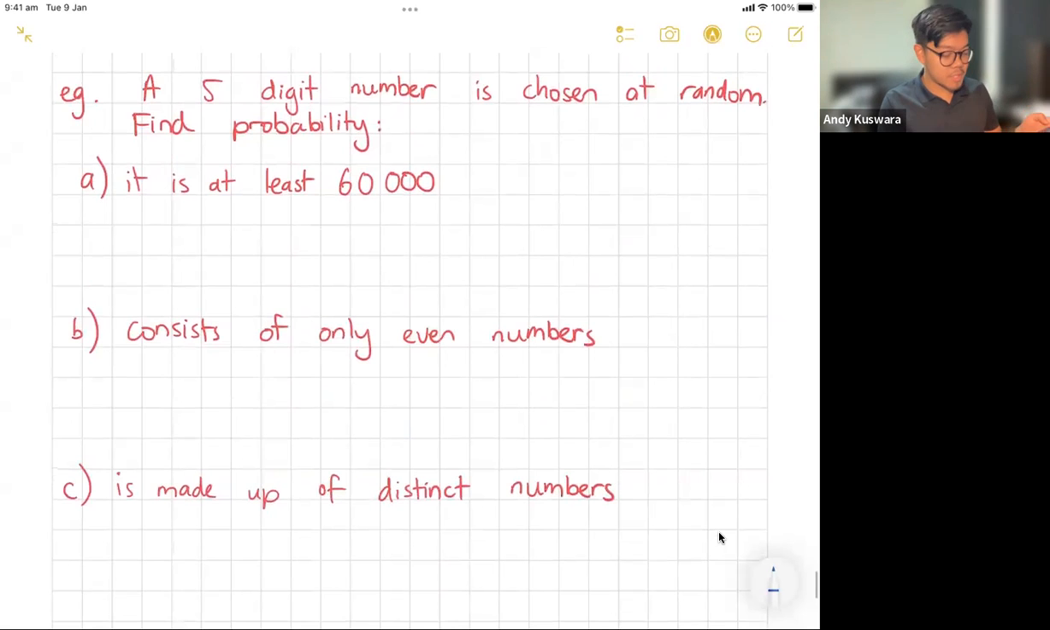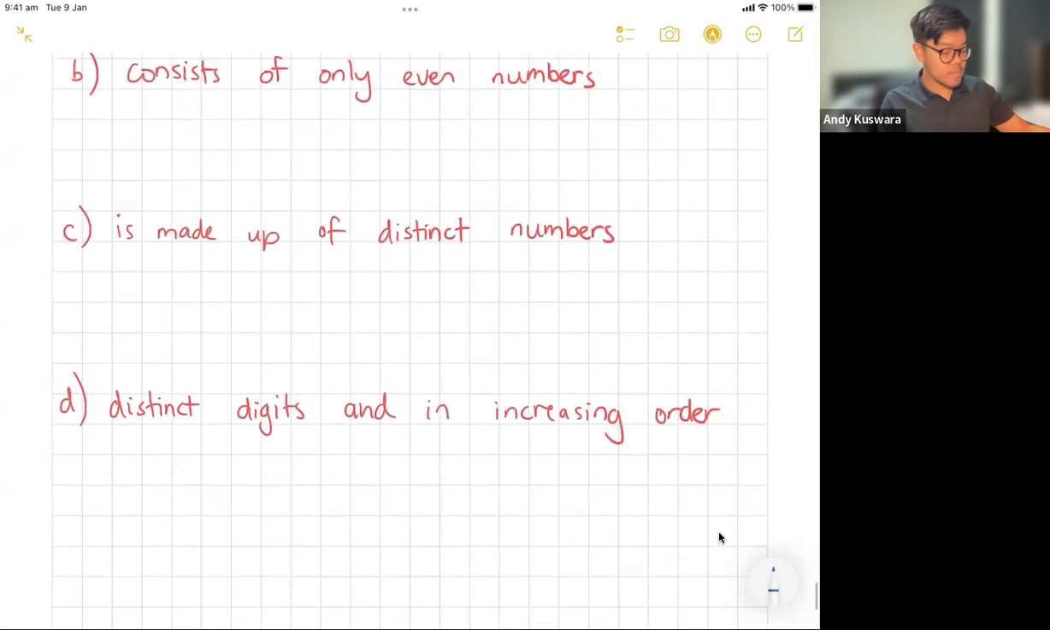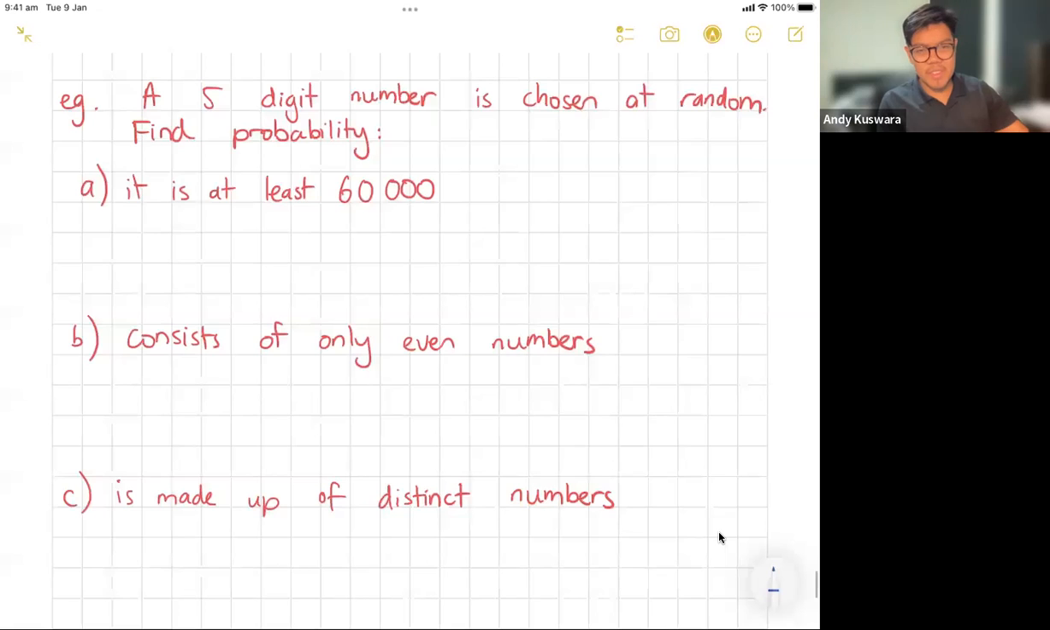Now, let's do this question here. It's a bit of a stacked question. I think this is the last one. Okay. This one here, you're going to have to think. There's no other way to put it, but you're going to have to think. Now, it says a 5-digit number is chosen at random. Find the probability it is at least 60,000.